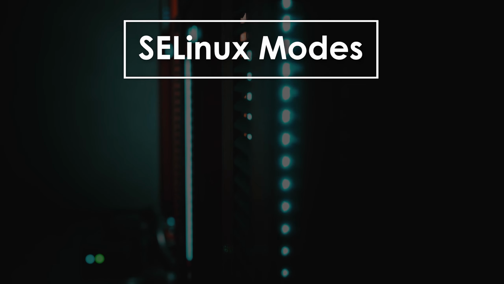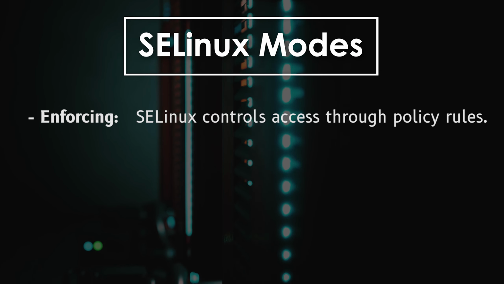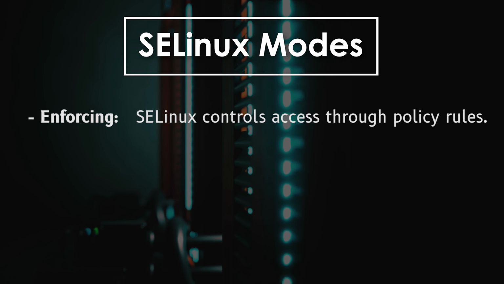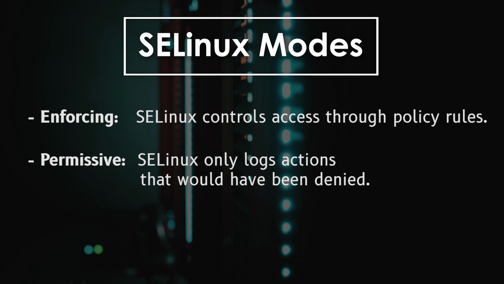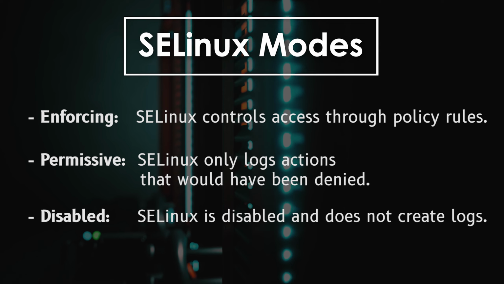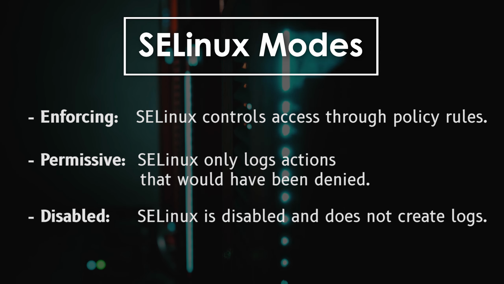SELinux operates in one of three modes. Enforcing: SELinux controls access through policy rules. Permissive: SELinux only logs actions that would have been denied. Disabled: SELinux is disabled and does not create logs.